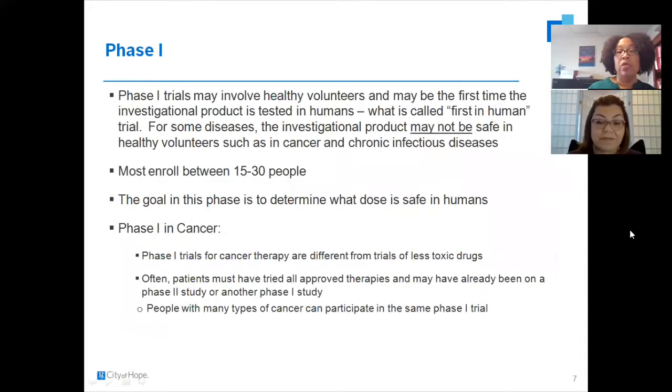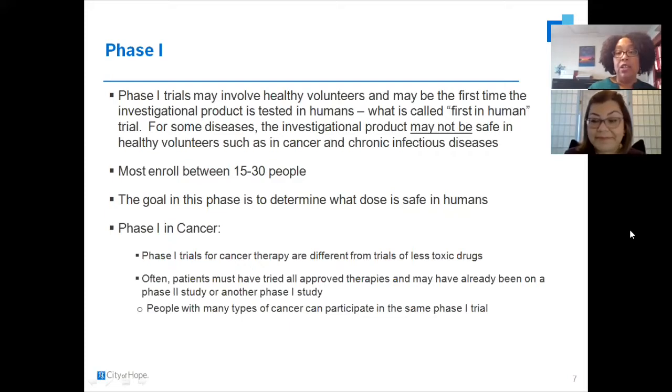So phase 1 trials may involve healthy volunteers and may be the first time an investigational product is being tested in humans, what we call a first-in-human trial. For some diseases, the investigational product may not be safe in healthy volunteers, such as in cancer and chronic infectious diseases. Most phase 1 trials enroll between 15 to 30 volunteers, so they're usually pretty small, and they take several months to complete. And the goal of a phase 1 trial is to determine what dose is safe in humans.